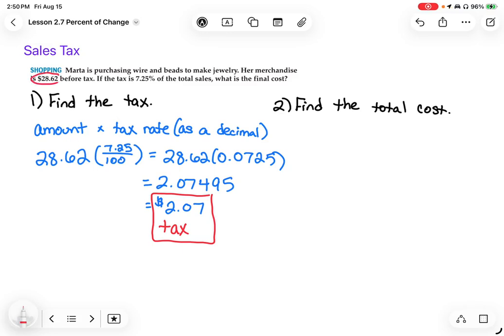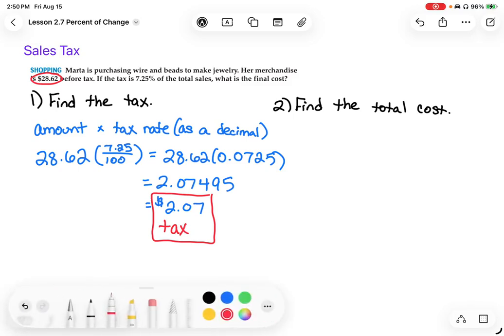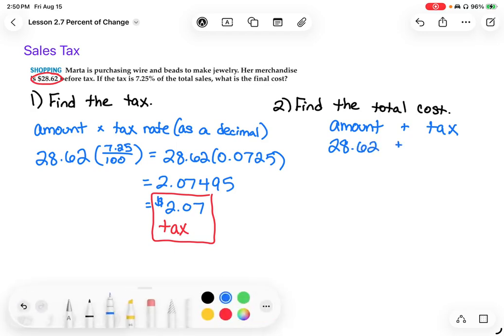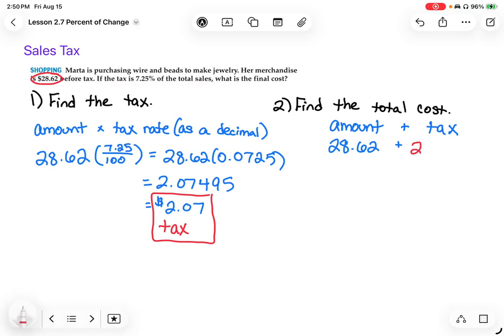She spent $28.62 on the stuff before tax. It doesn't make sense that after tax it'd be down to $2. So what we have to do to find the total is we take the amount that she spent and we add the tax. The amount that she spent was $28.62. And we're going to add the tax, which we just calculated was $2.07.